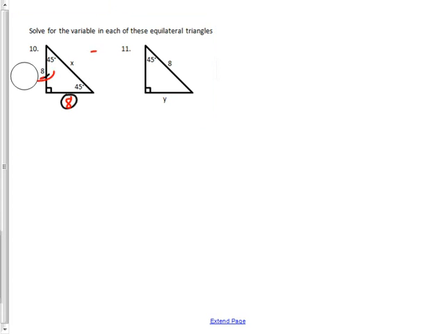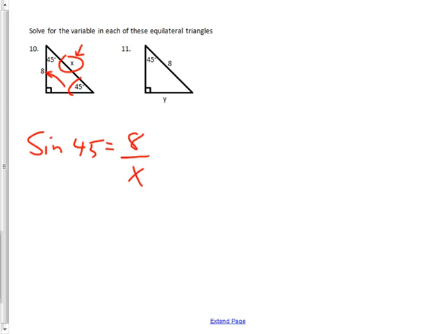Now again, if you're weak on that, then you have to go back to this and say, all right, to figure out x, sine is opposite over hypotenuse. So if I use this angle right here, I could use sine of 45 is equal to opposite over hypotenuse, which would be 8 over x. And then on my calculator, I'd figure out what sine of 45 is. I type in sine 45, and I get 0.707 equals 8 over x, and then I solve for x from there. Okay?